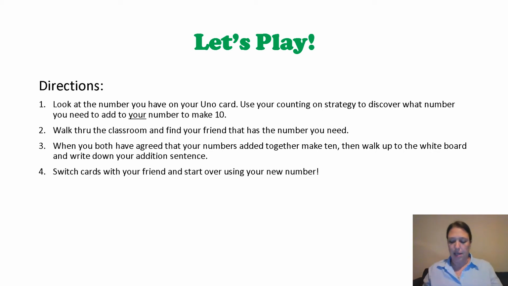So if you have a 6, you're going to again use your counting on strategies to think about what number you're going to need to add to your 6 to make 10. So I will need to add 4 to my 6 to make 10. So I will need to find a friend that's got a 4 on their card. And then you're going to go up to the whiteboard and write down 6 plus 4 equals 10.